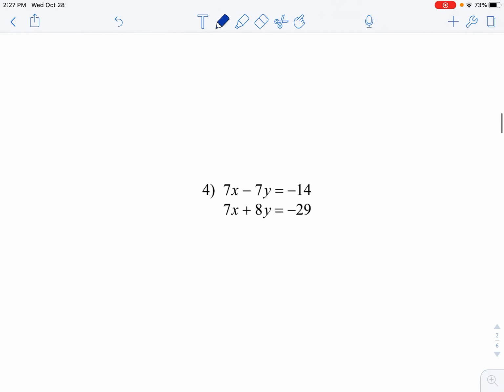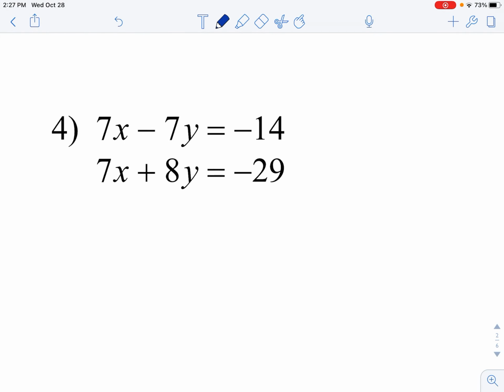Now look at number 4. Is anything going to cancel out? You might think 7x and 7x cancel out, but that's not really true. What does it take to cancel out a 7x? I believe it takes a negative 7x. Now, can you just write a negative sign there? No, you're not allowed to change the problem to a different problem.